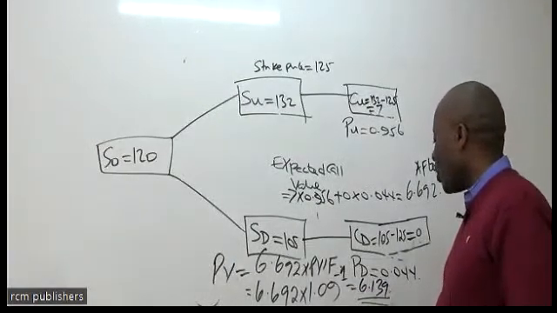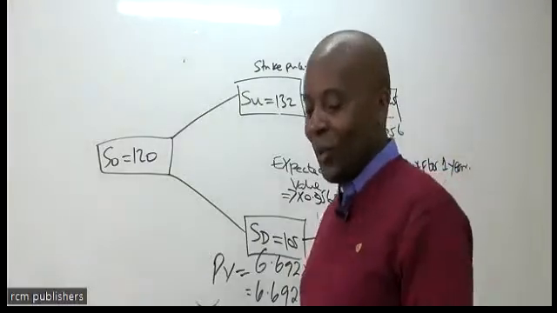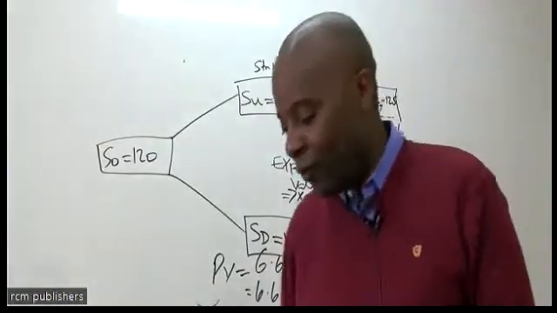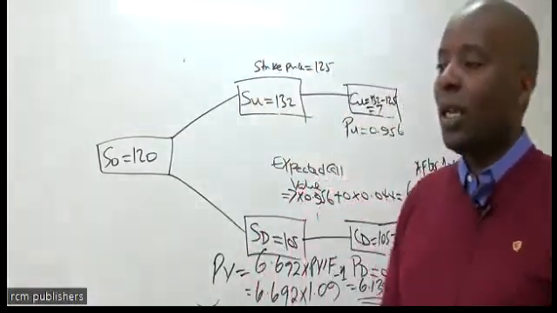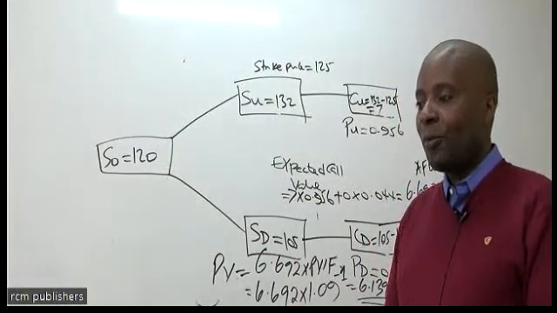6.139. But now you don't call this the expected value. Now this has been discounted. It's the current value. It's the current call option value.